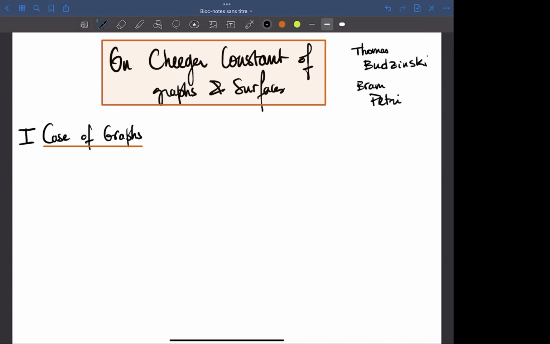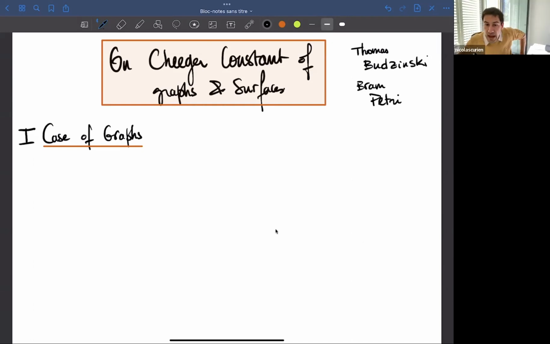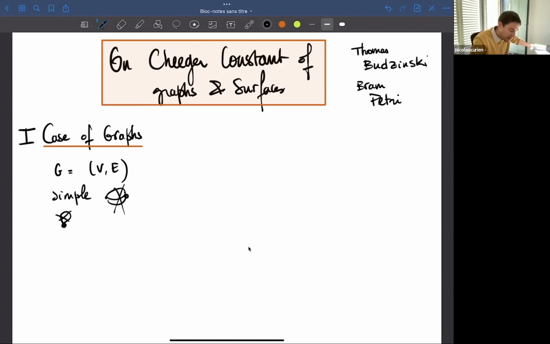I hope that many of you are familiar with the Cheeger constant, but I will recap what it is slowly, to be gentle with you. So let's start with the case of graphs. Imagine you have a graph. In my talk, the graphs will always be simple, meaning that I don't have multiple edges linking two different vertices. There will be no loops, just to simplify, and they will always be connected.